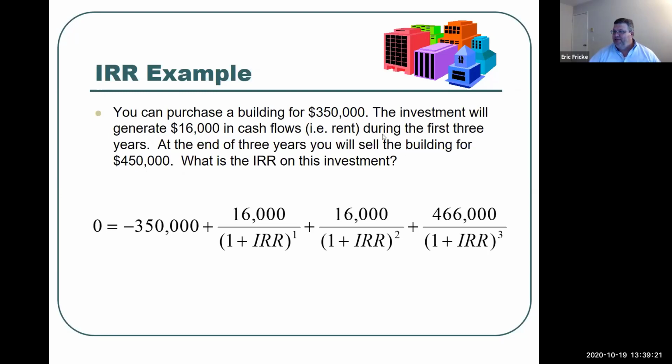So you can purchase a building for $350,000. This is the exact same example we just did before. The investment will generate $16,000 in cash flows during the first 3 years. At the end of the 3 years, you'll sell the building for $450,000. What is the IRR on this investment? So notice I took the net present value math calculation here. Over here on the left, I set NPV equal to 0, and then I left the R as the variable IRR. So what we're going to do in this problem in calculating IRR is we have to compute what IRR is.